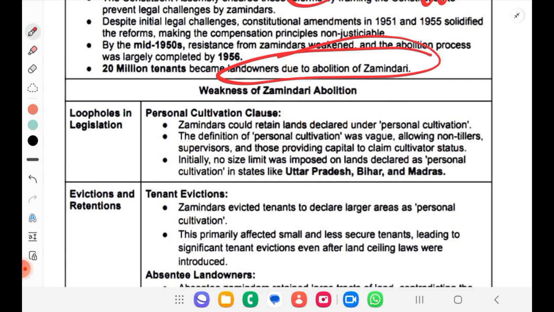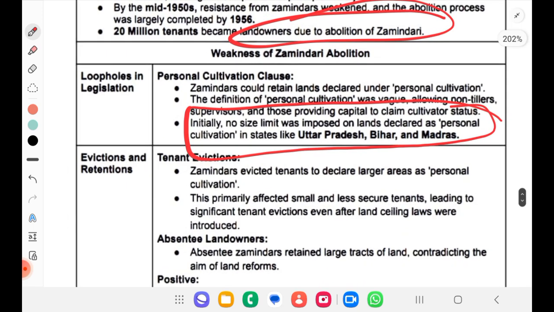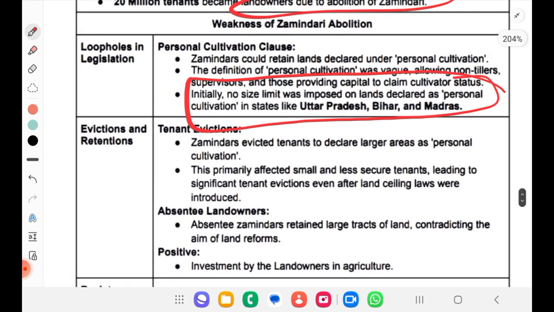Initially, no size limit was imposed on lands declared as personal cultivation in states like Uttar Pradesh, Bihar and Madras. And there was no limit on the size of cultivation. So that was one more loophole. They didn't mention what personal cultivation is and what the limit of that is. That size also they didn't mention. That was a loophole. Evictions and tenant retentions: zamindars evicted tenants to declare larger areas as personal. So they didn't give land to the tenants then.